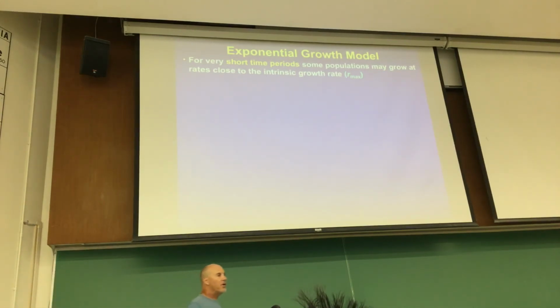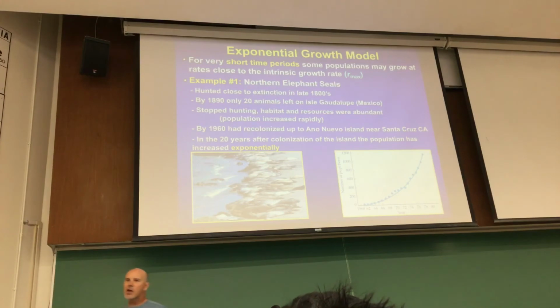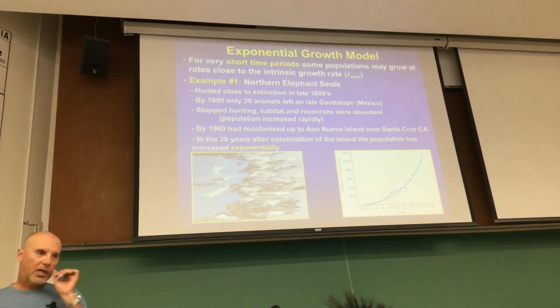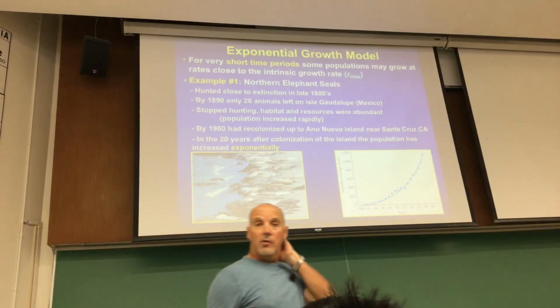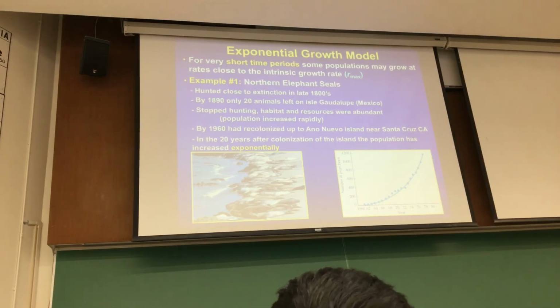So for very short time periods, this thing actually is very accurate for some organisms, all right? So for example, and you might think, oh, it probably works for microbes. That's what it works great for, and it does. For certain kinds of microbial populations, it works wonderful. But it can also model the population growth of certain large things, mammals similar to ourselves, like these seals. So this is an example of the northern elephant seal.